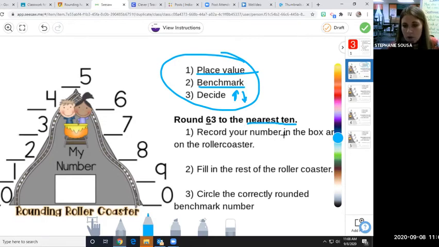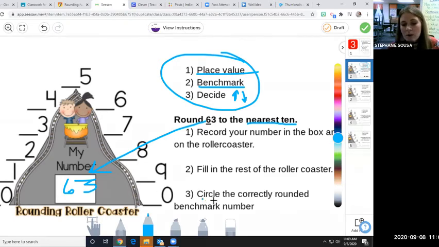Step 1, record your number in the box. Well, there's my number. There's the box. Done. Step 2, fill in the rest of the roller coaster. Ha! I'm not doing this for you. You guys thought you had me doing your work. This is what you're going to do, is fill in the rest of the roller coaster.